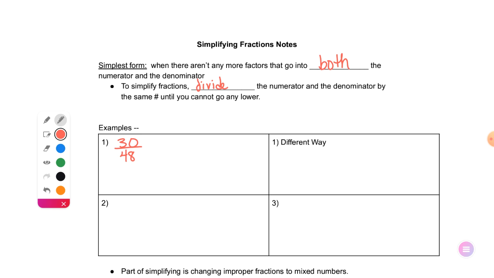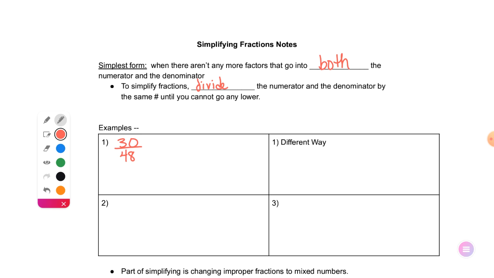So Kinley, give me a number that is a factor of both 30 and 48. Remember, if they're both even, what goes into them? Two. That's an easy one to always look for. Who remembers the divisibility rule for 3? Paxton? If the sum of the digits, which means if you add the digits and that sum is divisible by 3, then that larger number is divisible by 3. So like here, 3 plus 0, what's 3 plus 0? 3. What's 4 plus 8? 12. Are 3 and 12 divisible by 3? Yes. So that means 30 and 48 are also divisible by 3.